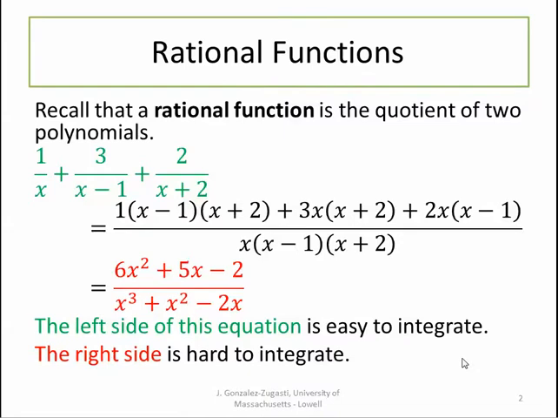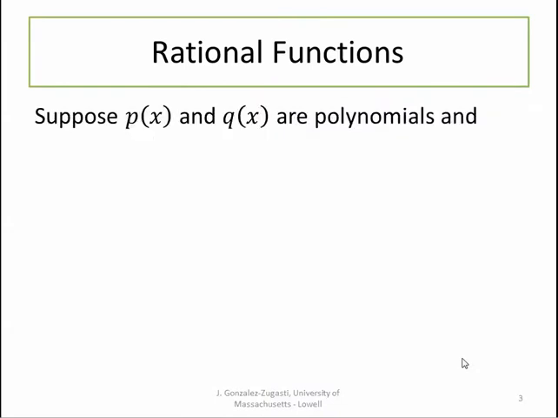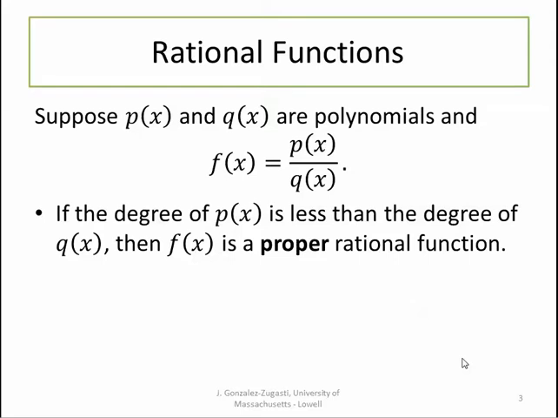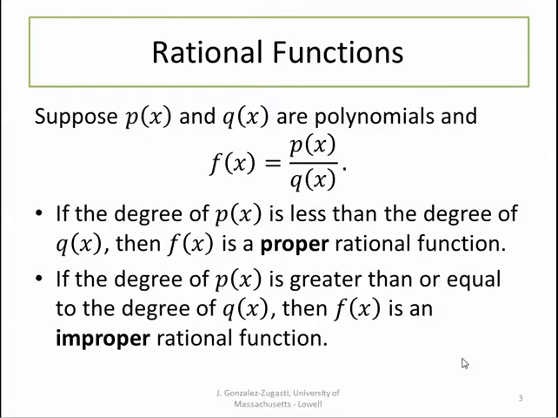First, we need to remember a little bit about rational functions. So let's set up a rational function f of x, which is p divided by q, where both p and q are polynomials. We're going to say that if the degree of p is less than the degree of q, then f is a proper rational function, and otherwise f is called an improper rational function. Now this is important because what we're going to talk about next is going to depend on f being a proper rational function.